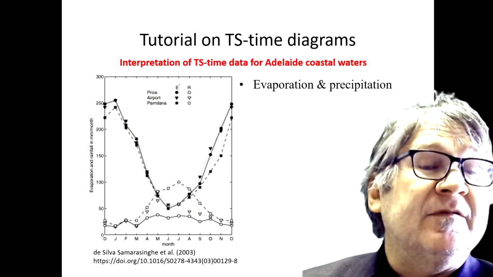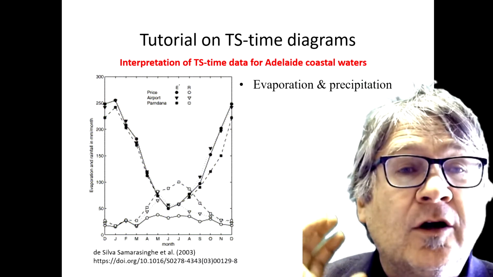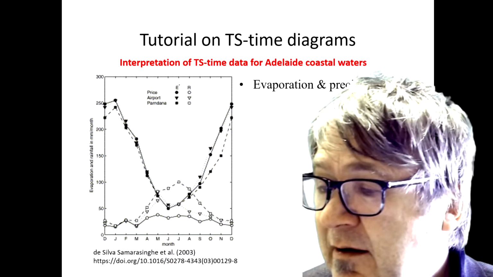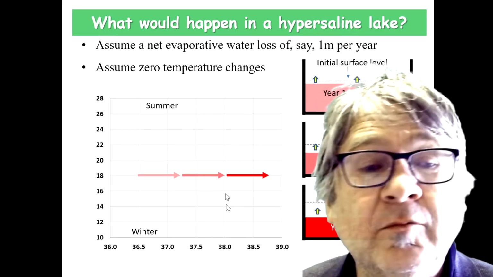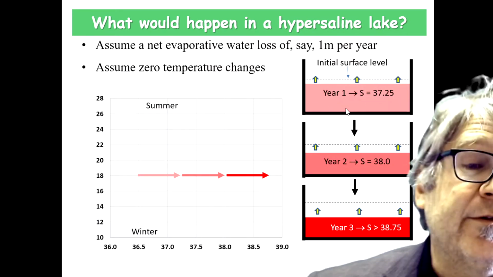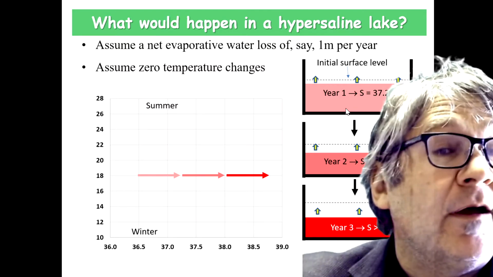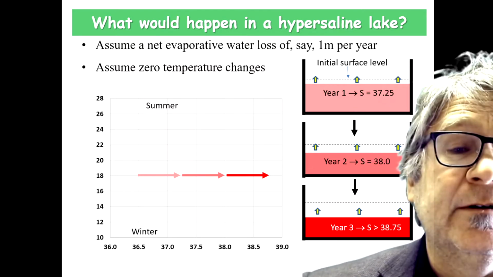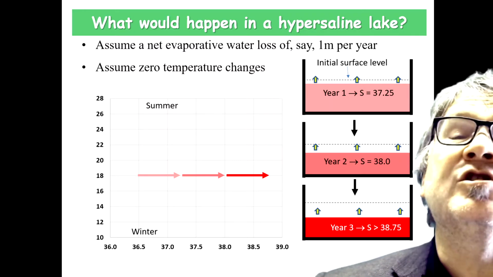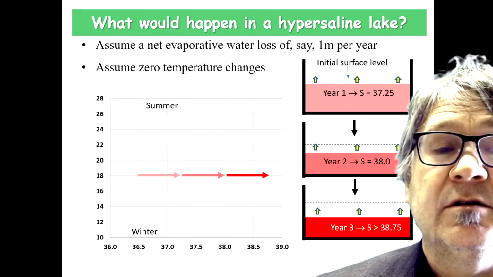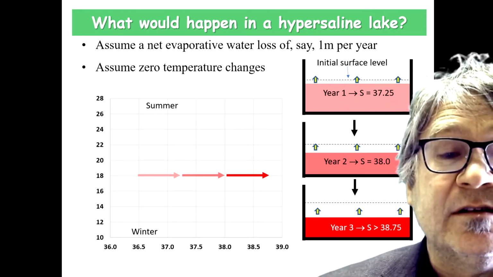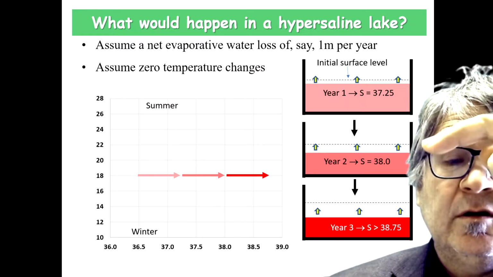So to illustrate what happens now, you can again look at a closed hypersaline lake. You have a lake with seawater in it. You start with that and you evaporate. What evaporation does, it removes fresh water, the water level drops, and the salt concentration increases. Shown here is the sequence of 3 years. Year 1, year 2, year 3.